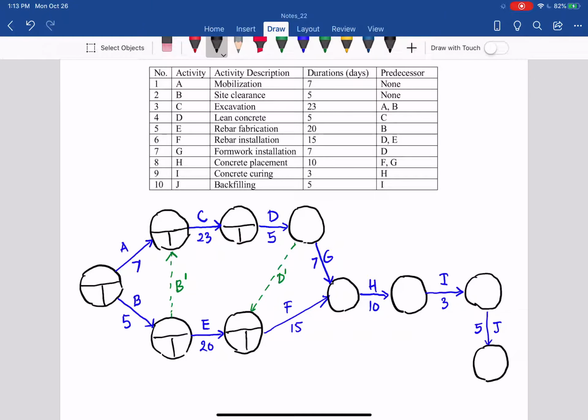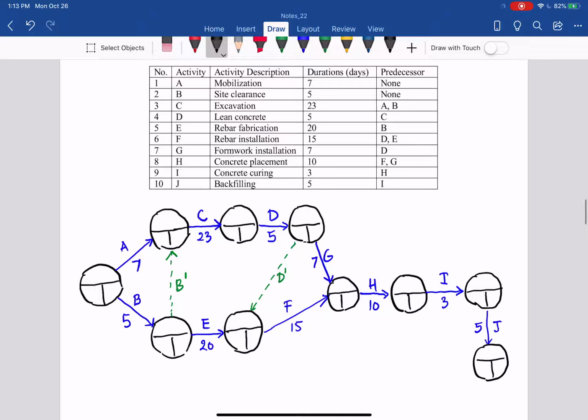So with that, we can determine the early event time and late event time. What are early event time and late event time? You can see the definition in the previous lesson video or the PowerPoint slide that you have. Now we can identify the nodes. Start with 1 from left to right: 2, 3, 4, 5, 6, 7, 8, 9, 10. So we have 10 nodes here.